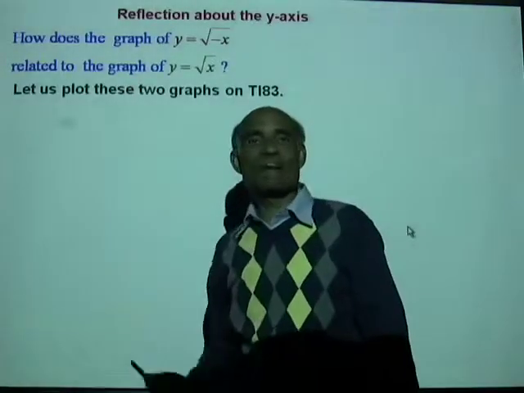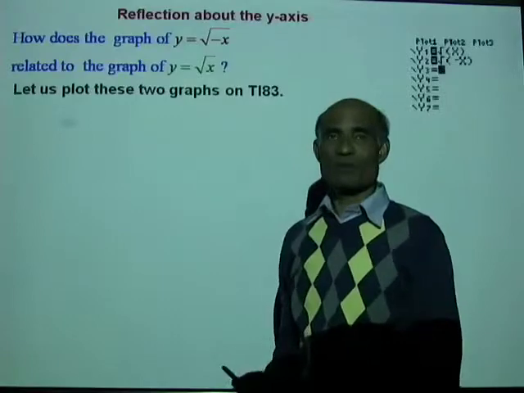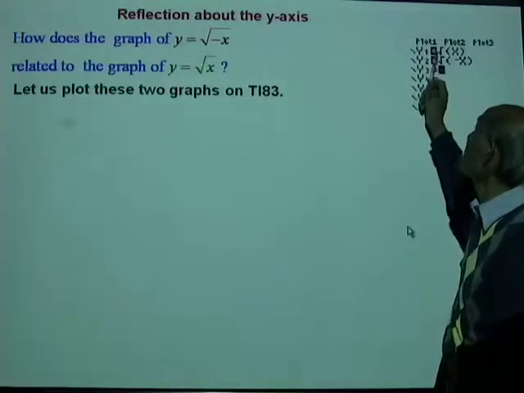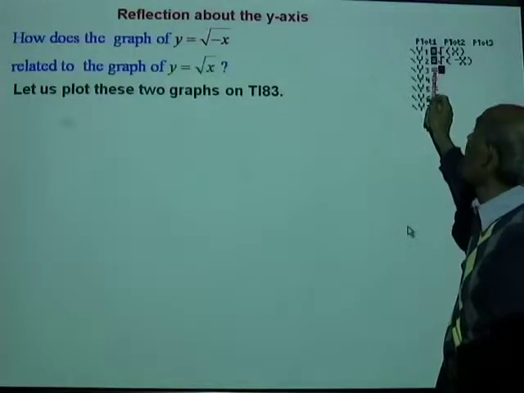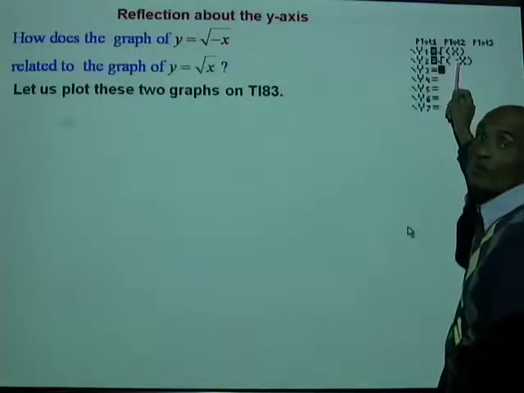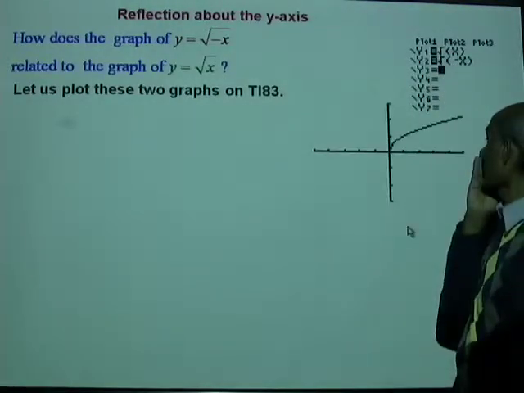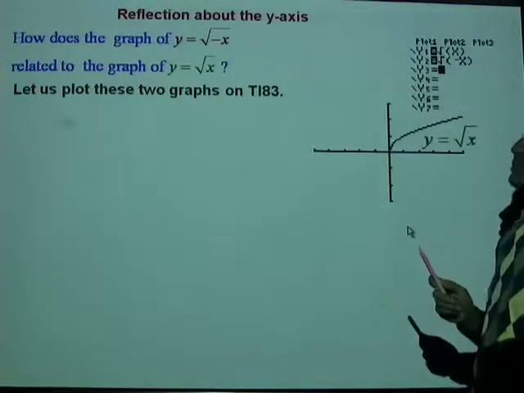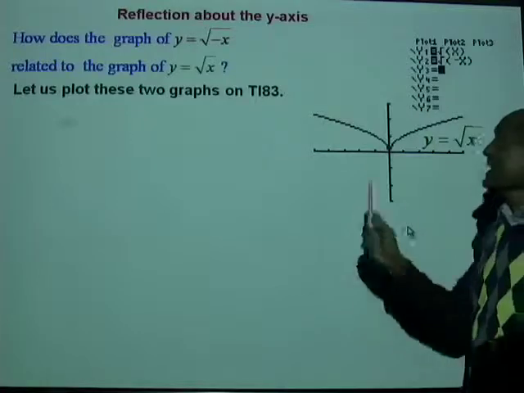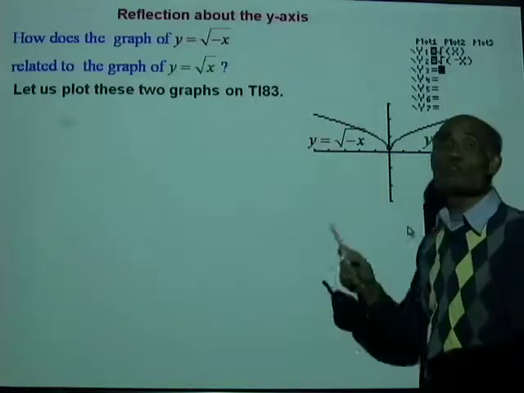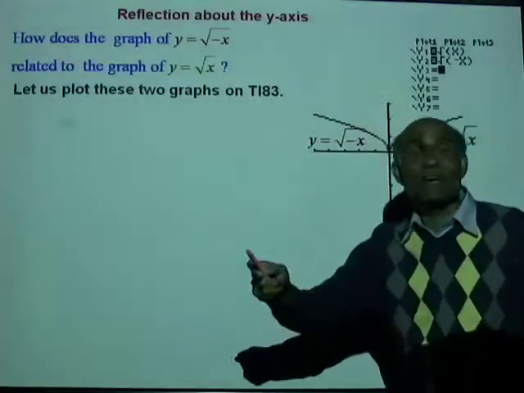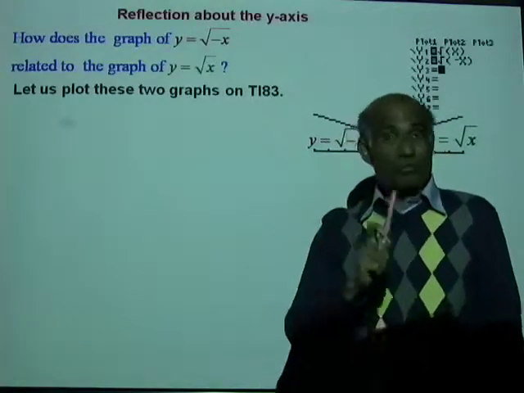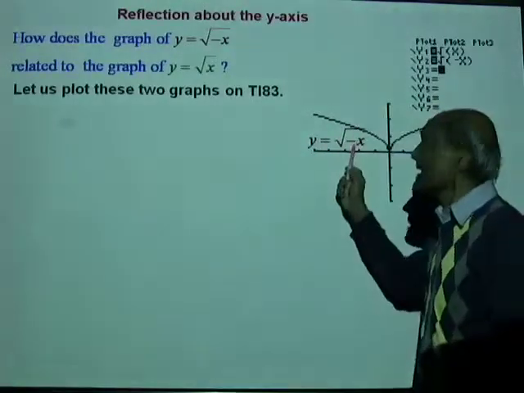Let's plot these graphs on TI-83. Alright, put this on your calculator and enter like this. y1 equal to square root of x. y2 is square root of negative x. And graph it. Look at that graph of y equal to square root of x, and the graph of y equal to square root negative x. It is not negative square root x, but square root of negative x.